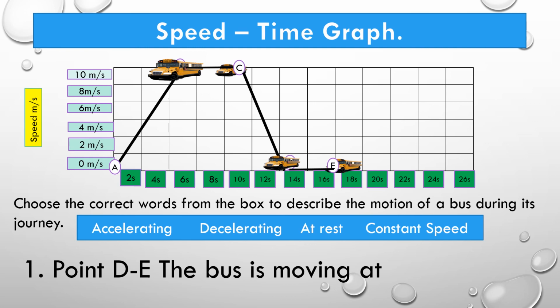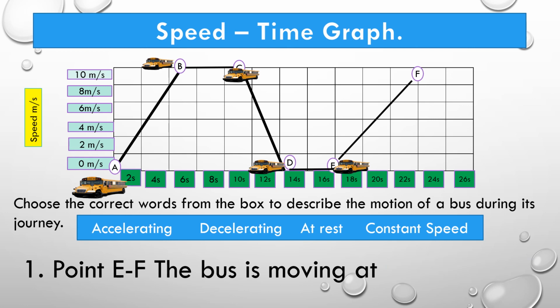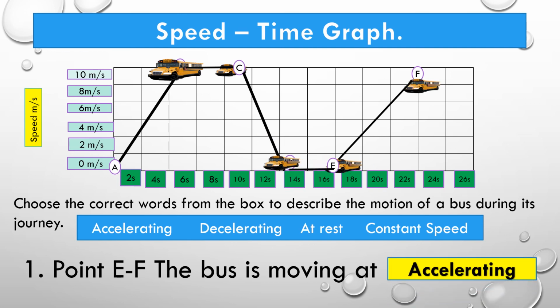At rest. Yes, at rest. Bakit? Kasi, siya ay nasa 0 meter per second. It means di siya gumagalaw. Wala siyang speed. 0 meter per second yung speed niya. So, it is at rest. Okay, next. So, from A to B, alam na natin yan. Ito at rest. Now, from E to F. It is accelerating. Bumibilis siya. It is accelerating.